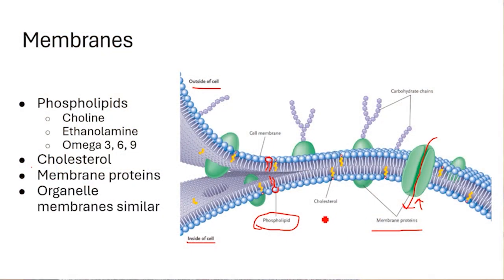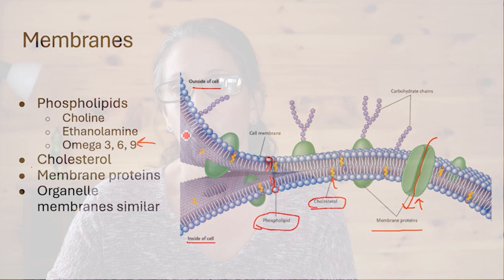Also inside of the cell, we have cholesterol molecules. These are very important for helping the cell membrane to have a good structure. And then this is also where we need our omega-3, 6, and 9 essential fatty acids. Usually we are not deficient in omega-6. We usually need to increase our omega-3, which is anti-inflammatory, and it helps to decrease inflammation.